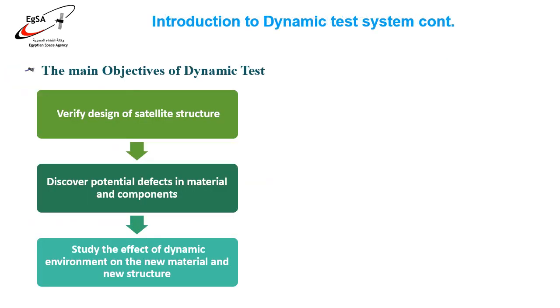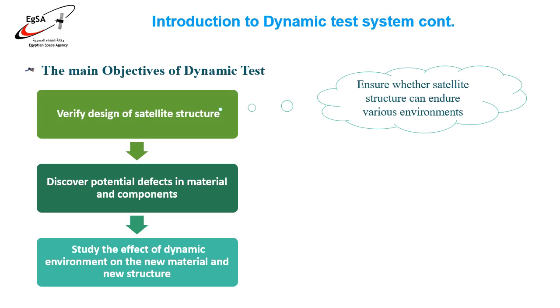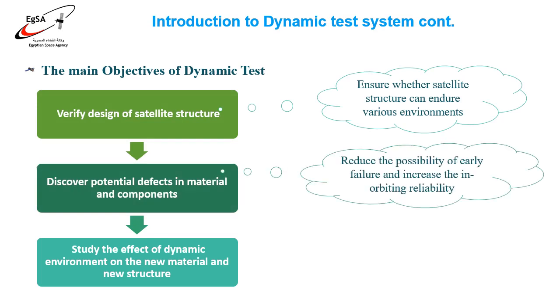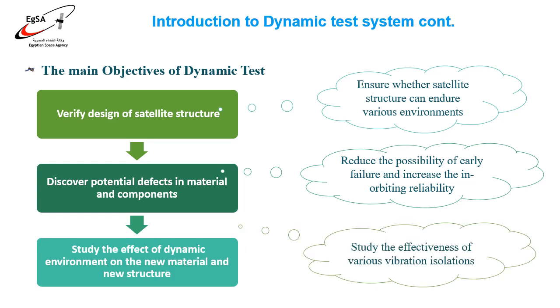The main objectives of the dynamic test are to verify design of satellite structure in order to ensure whether the satellite structure can endure various environments, discover potential defects in material and components, which reduces the possibility of early failure and increases the in-orbiting reliability, study the effect of dynamic environment on the new material and new structure, a matter that allows the study of the effectiveness of various vibration isolations.